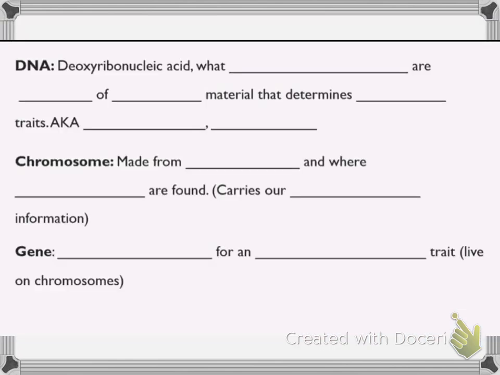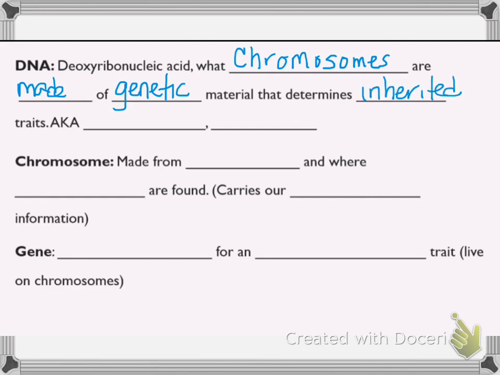Alright, so our first term is DNA, which is the abbreviation for deoxyribonucleic acid, and it's what chromosomes are made of. They contain genetic material that determines our inherited traits. DNA is also sometimes called the double helix, and also sometimes the more generic, not scientific term, twisted ladder. And we're going to draw those and talk about those more in depth in a little bit.